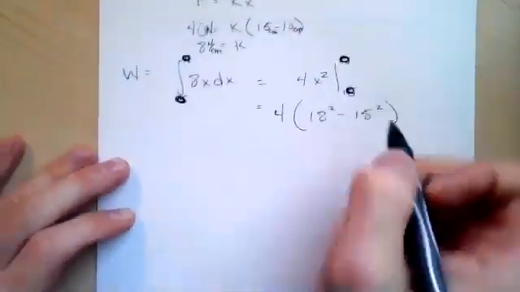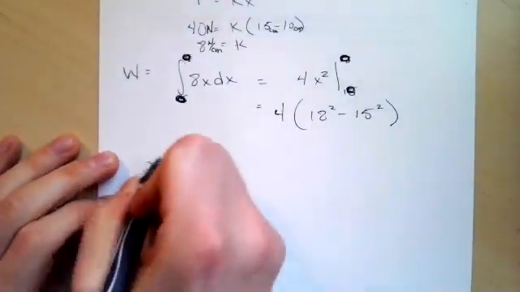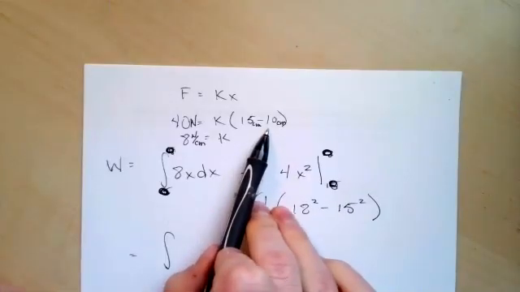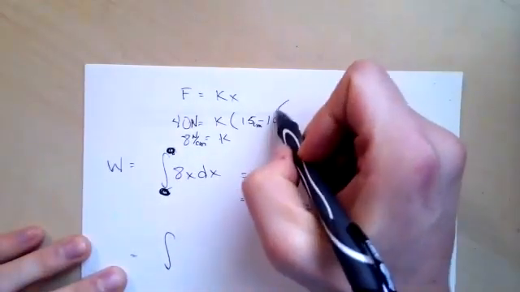Oh, I have a quick question. Yeah. So when you solved for k, how did you get that 10 centimeters? 10 was the resting position. Oh, okay. Yeah.